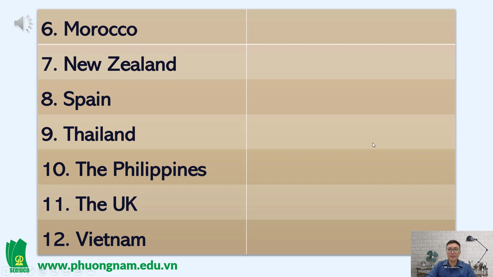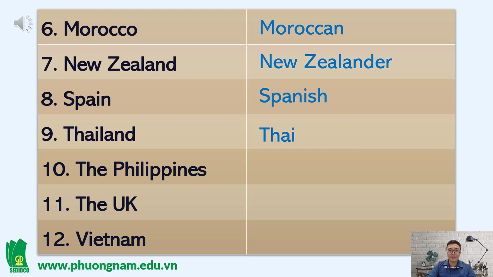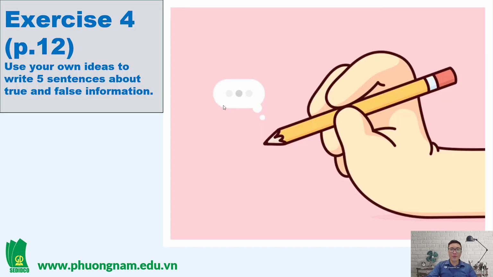6. Morocco. Moroccan. 7. New Zealand. New Zealander. 8. Spain. Spanish. 9. Thailand. Thai. 10. The Philippines. Filipino. 11. The UK. British. 12. Vietnam. Vietnamese. Very good.